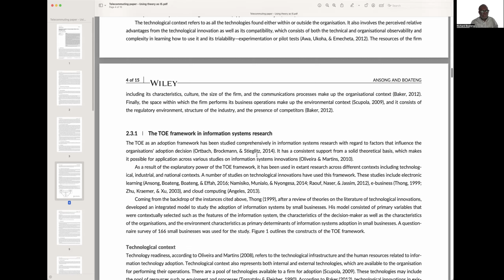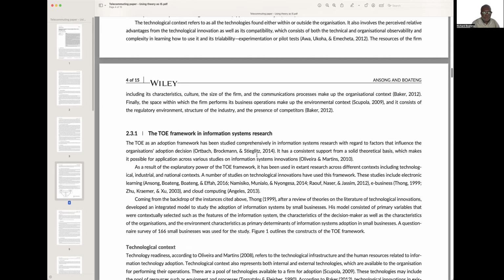Okay. So it keeps on mentioning this one. Coming from the backdrop of the instances cited above, Tong, in a review of theories on the nature of technological innovation, developed an integrated model to study the adoption of information systems by business. His model consists of primary variables that were contextually selected as features of the information system, the characteristics of the decision maker, as well as the organizational and environmental characteristics, as primary determinants of information system adoption in small businesses.